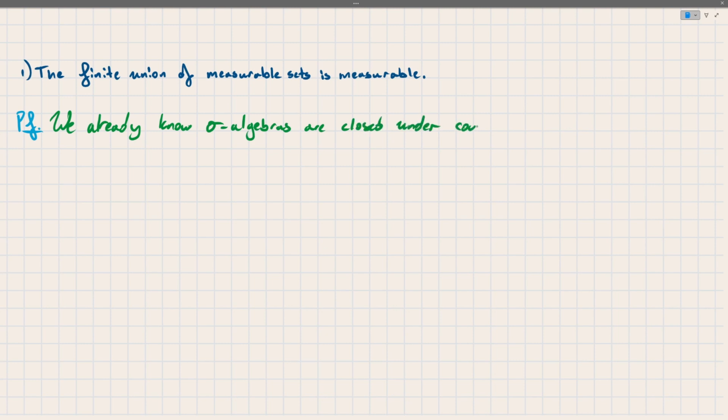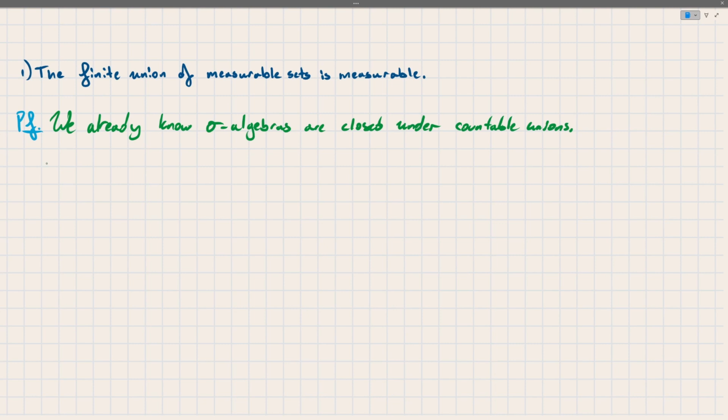Under countable unions. Okay, so how are we going to prove this? Well, we want to prove that given a finite collection of measurable sets, in particular, again, I'll just keep repeating it so you remember it. That means the finite union of elements of my sigma algebra. How can I write that as a countable union? Because if I can write a finite union as a countable union, I can exploit the fact we know that a countable union will be an element of the sigma algebra. So therefore that finite union will be an element of the sigma algebra.